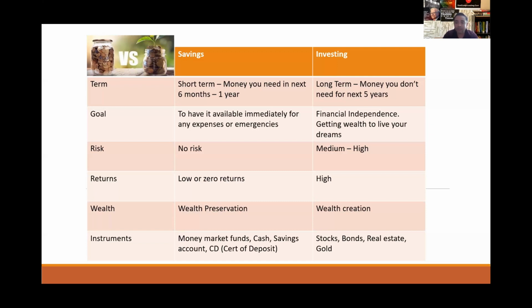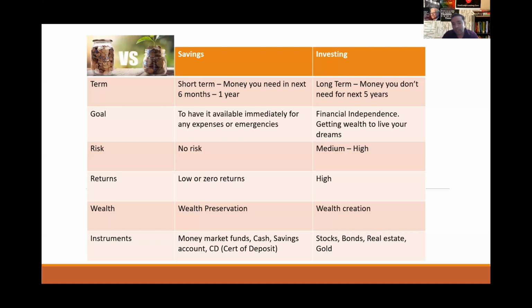Third aspect is risk. Obviously, savings do not have a risk. It should not have a risk if you have allocated that money. And investing is medium to high risk, obviously, depending on the instruments you choose to invest. And returns are low or zero for savings. You get some returns in the savings accounts. Sometimes you just keep that cash for any immediate purpose, so it could be low or zero returns. And returns are quite high if you really invest wisely in the instruments that you choose.